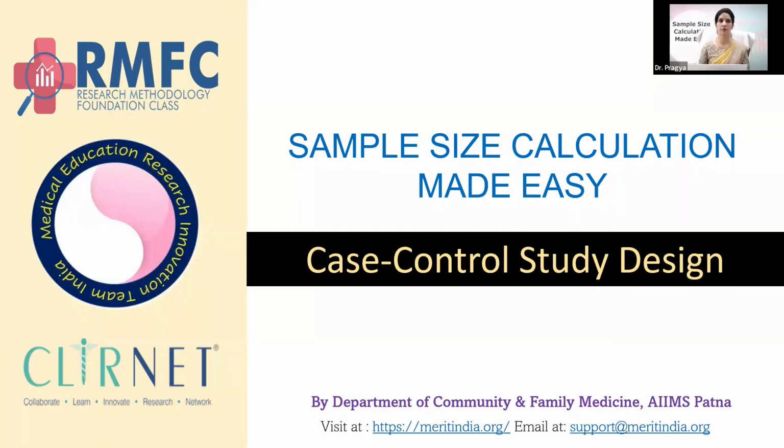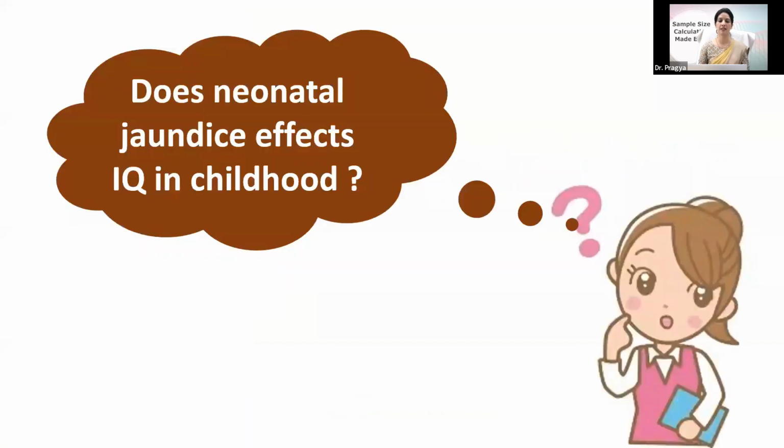So today we'll discuss the case control study design. Again, like the previous session, this session is also interactive, so do type your response in the chat box. The first question is to all of you. I have made a hypothesis: does neonatal jaundice affect the IQ, that is the intelligence quotient, in childhood or not?